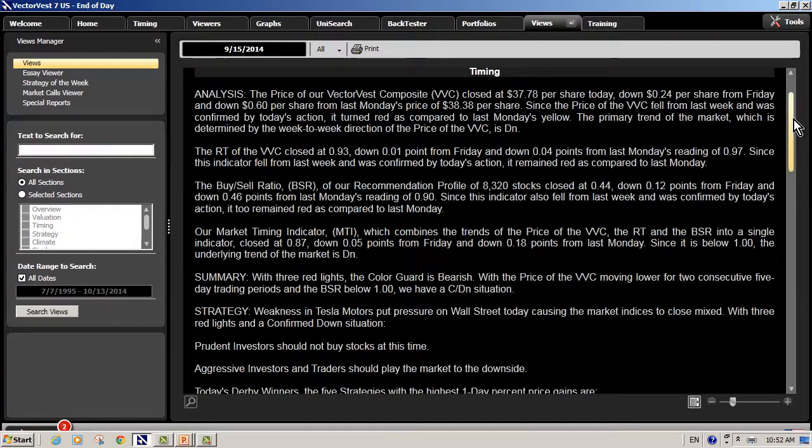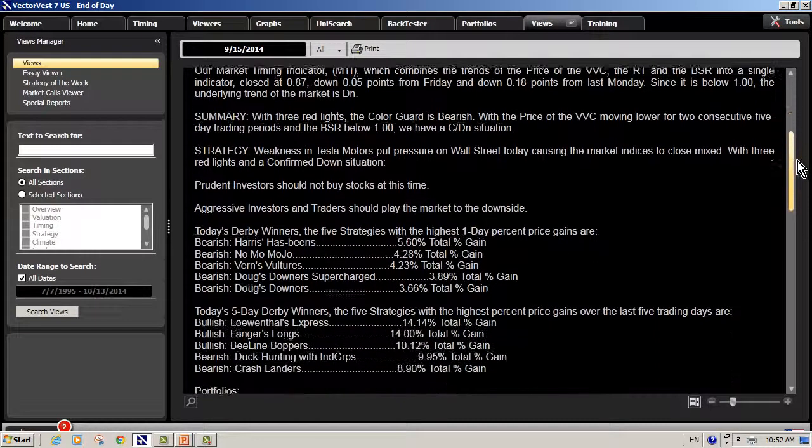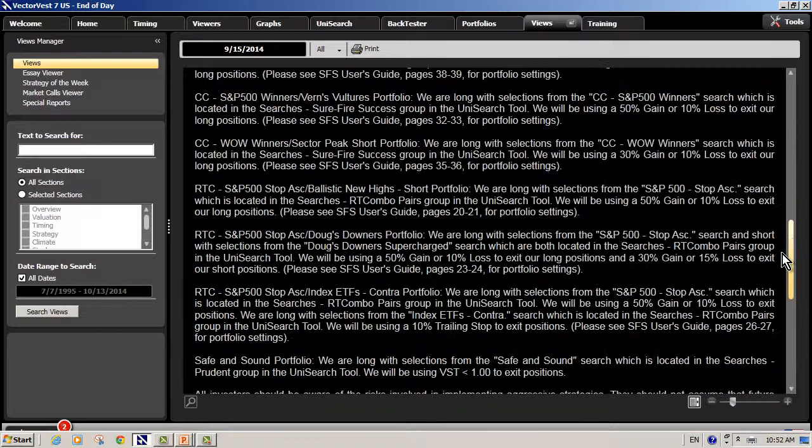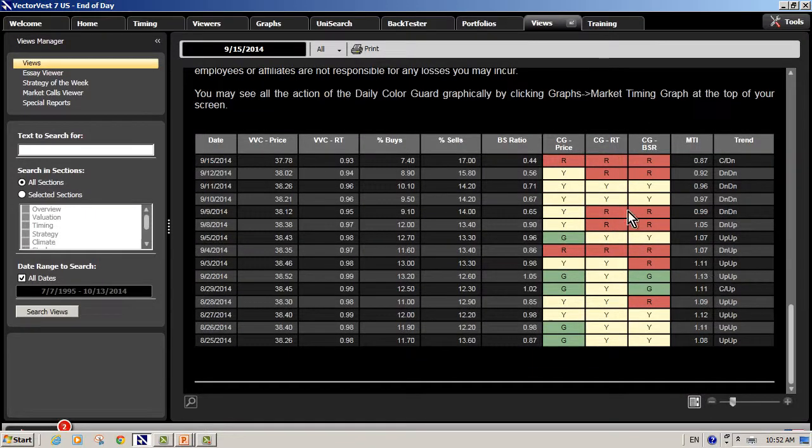Now if you want a more visual, you can continue to scroll down, and actually before you get to the visual, it'll give you the summary and a strategy. So on that day we were saying prudent investors should not be buying stocks, aggressive investors play the market to the downside. Then as I scroll down, here's that color guard. So the same colors you would have seen on the home page at that time, and on that day there was a red light. So we would have said, hey, you shouldn't have been buying stocks. So go back and look at your past trades and compare dates that you bought the stock to what we were advising in VectorVest.